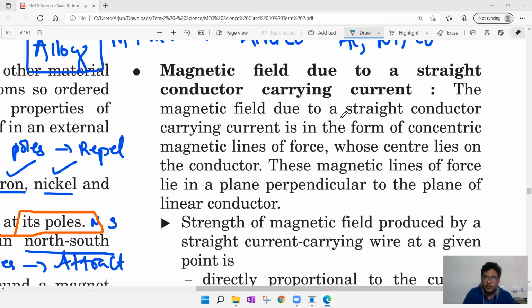The magnetic field due to a straight conductor carrying current: in a conductor, if you pass current, it becomes a current carrying conductor. Try to understand the word. Whenever I utter current carrying conductor, we have to assume that there is one conductor and current is passing in the conductor. It is in the form of concentric magnetic lines of force. So what is that concentric? It is concentric circles whose center lies on the conductor. These magnetic lines of force lie in a plane perpendicular to the plane of the linear conductor.